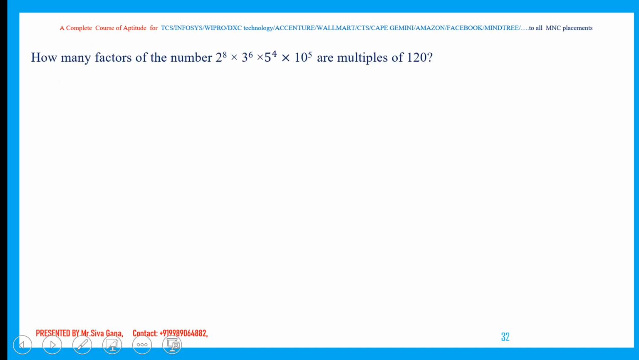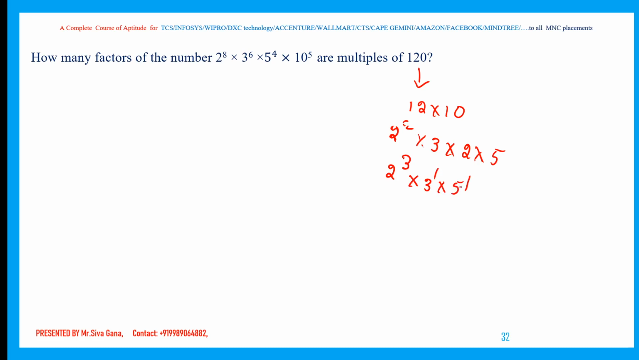How many factors of the number 2 power 8 into 3 power 6 into 5 power 4 into 10 power 5 are multiples of 120? Fantastic question, most expected from the topic of factors. 120 can be written as 12 into 10. 12 is nothing but 4 into 3. 10 is nothing but 2 into 5. This 4 can be written as 2 square. So finally what I got? 2 cube into 3 power 1 into 5 power 1. This is the prime factorization of 120.